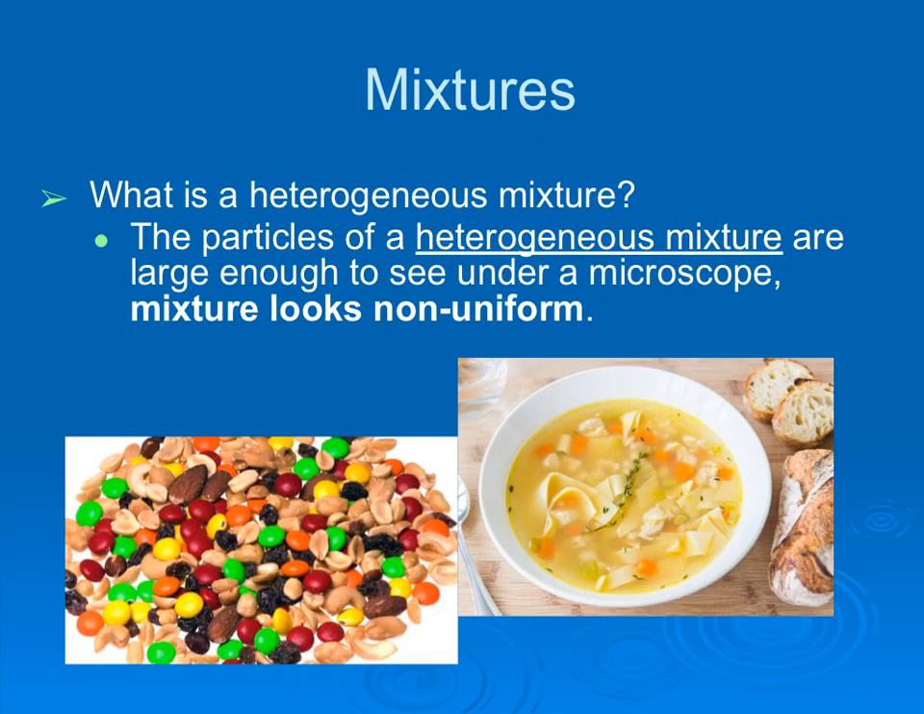So what is a heterogeneous mixture? Well, if we break that word down, hetero means different, all right? So it's going to look non-uniform, or it's going to look different. We can actually pick out the pieces. We could pick out the M&Ms, the peanuts, the walnuts, the noodles in our chicken noodle soup. So this is a mixture of different substances, but you'll notice that it doesn't look the same all the way throughout, because those particles are large enough that we can see them, either under a microscope or sometimes even with the naked eye. We can see that this mixture is non-uniform.